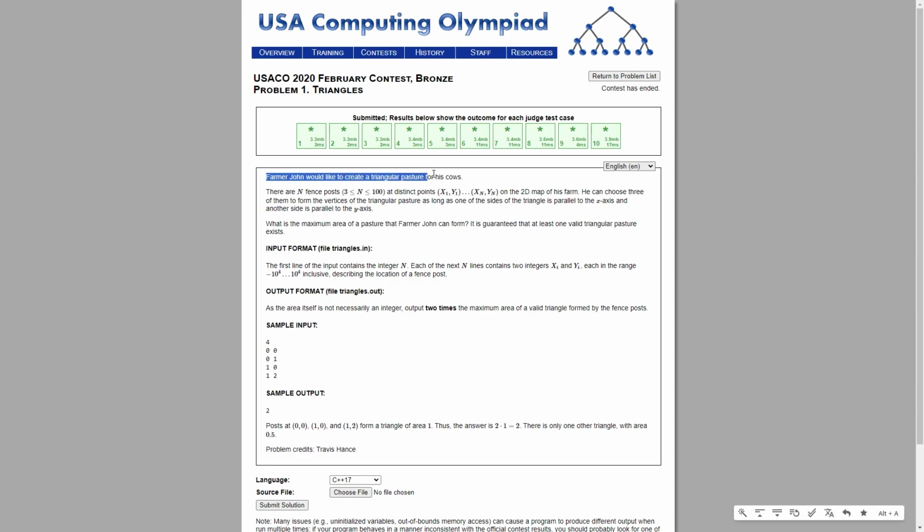So Farmer John's going to make a triangle pasture, right? So triangle is something we need to pay attention to. A triangle has how many points? 3 points, okay? And there are n fence posts. 3 is less than or equal to n is less than or equal to 100. Since n is at most 100, we can pretty safely assume it's going to be a complete search problem, since we're not going to go over the time limit, okay?